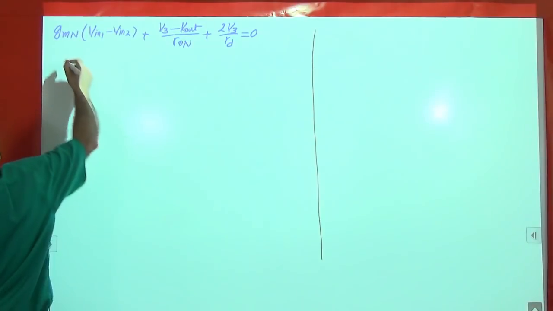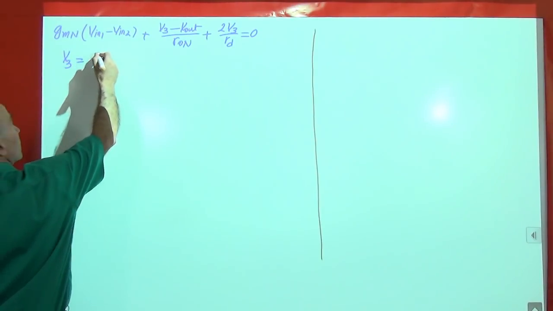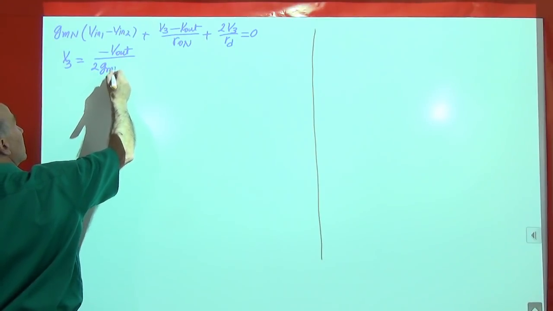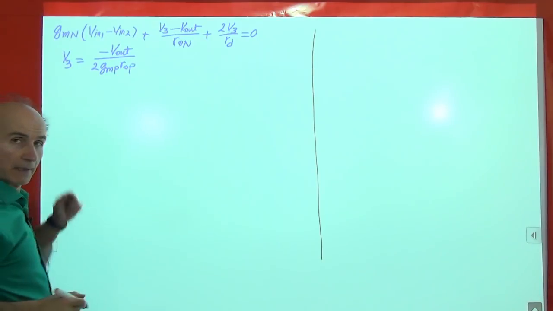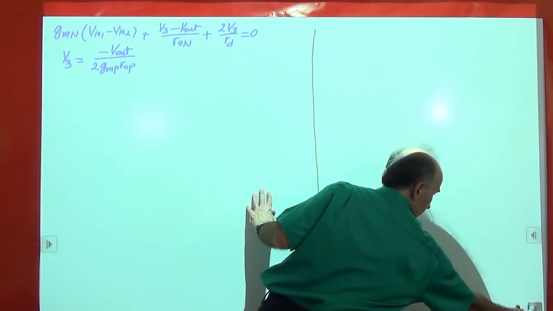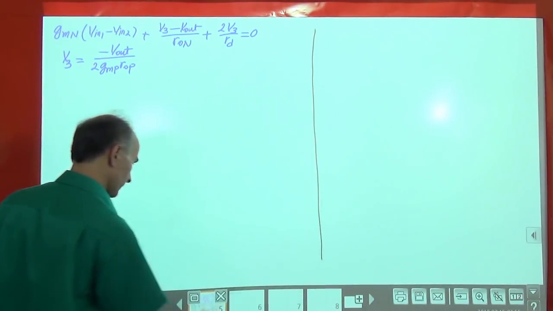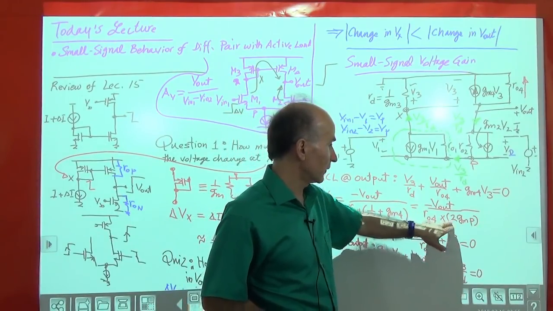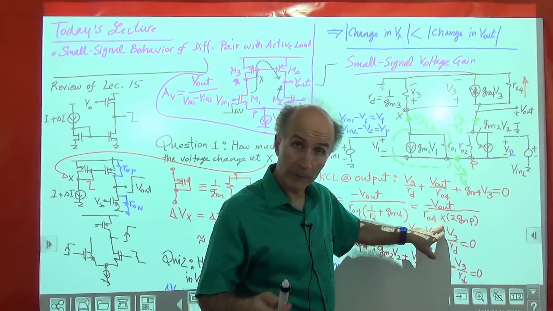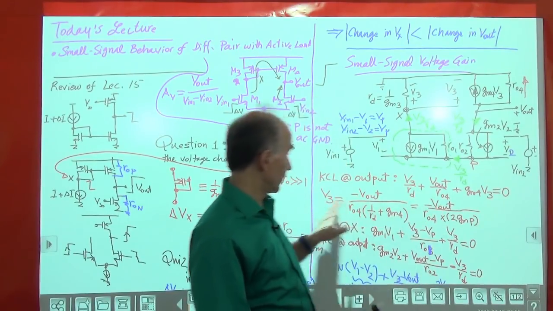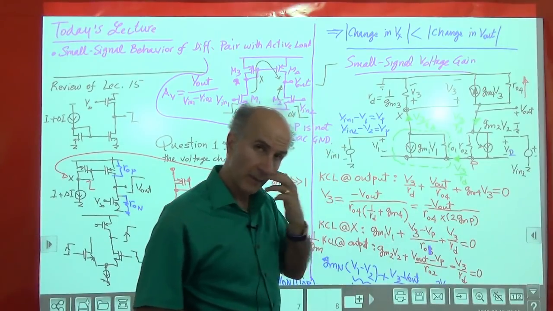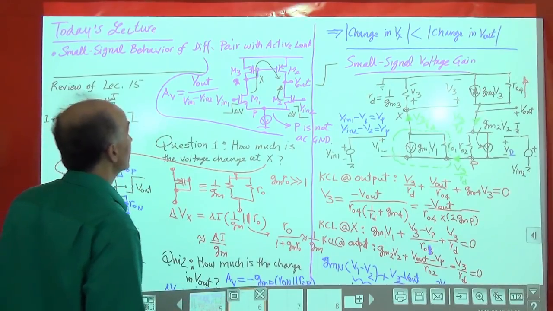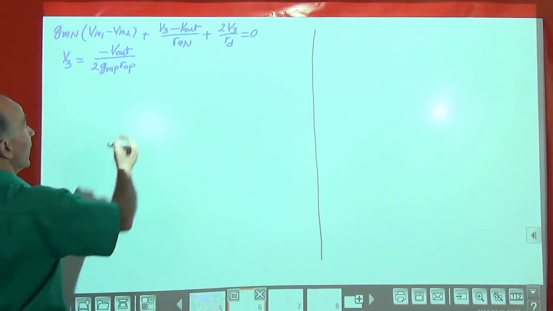Okay, and what we also know is that V3 is equal to minus Vout over 2 gmp rop. Is that correct? Let's go back and check. So V3, as you can see here, is equal to minus Vout over ro4 times 2 gmp. ro4, we will call it rop, ro of the PMOS device. So V3 is equal to minus Vout over 2 times the intrinsic gain of the PMOS device. All right, so let's go back here. And we write that as this.